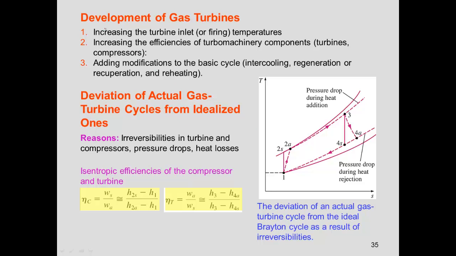As we already mentioned, these are the ways of improving efficiency: increase turbine temperatures. In the videos, you can see that the design of the blades is very important, and we are adding some modifications to the basic cycle like intercooling, regeneration, recuperation, and reheating. These are similar to what we saw in the Rankine cycle, so we are not going to study them for the sake of saving time.